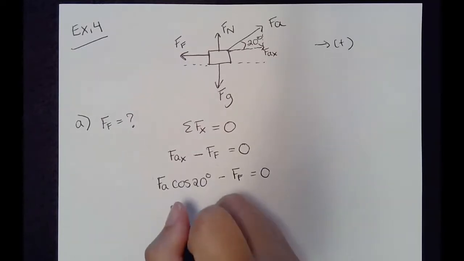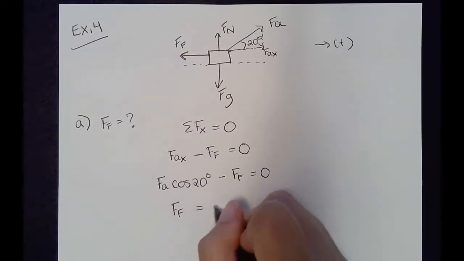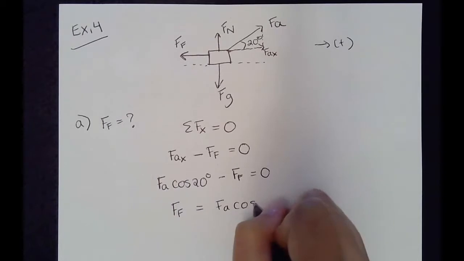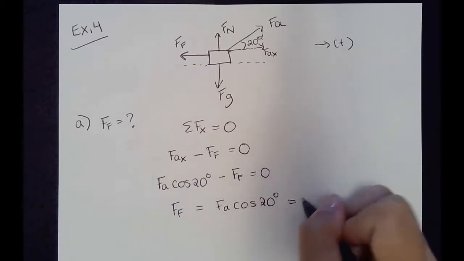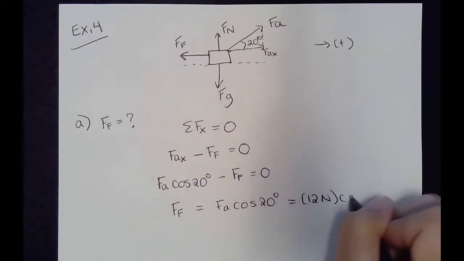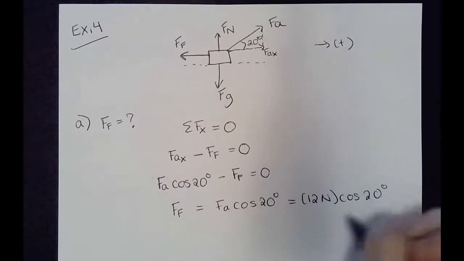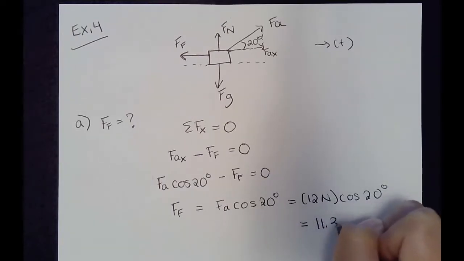Okay, now we can solve for friction just by moving it around. So friction equals Fa cos 20. So that's 12 newtons cos 20, which is 11.3 newtons.